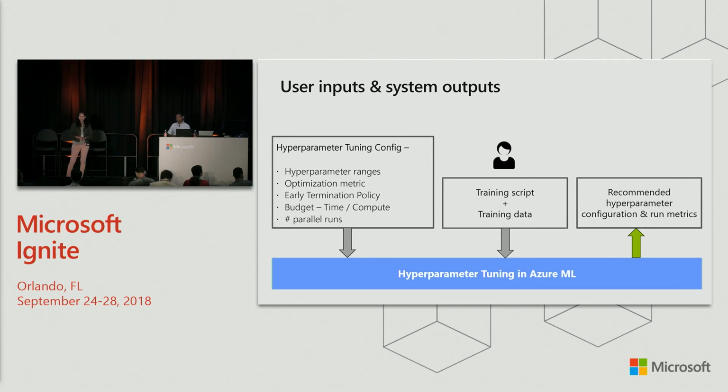And at the end of this hyperparameter tuning process, Azure ML will tell you the recommended configuration and tell you the actual values of hyperparameters that ended up performing best. And it'll tell you how each of the different tries that it tried out performed. We'll take a look at how you can do this in a quick demo as well.